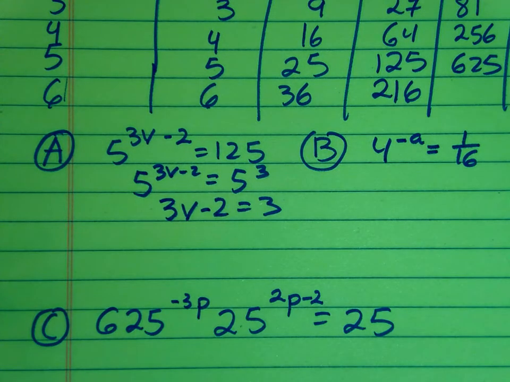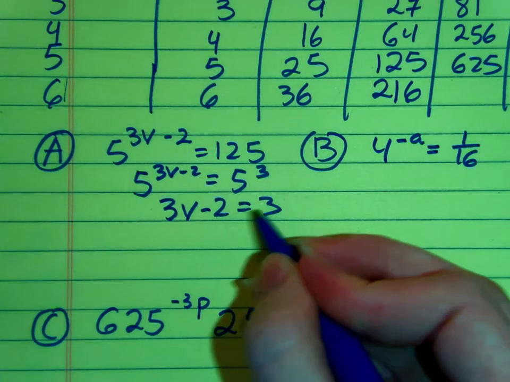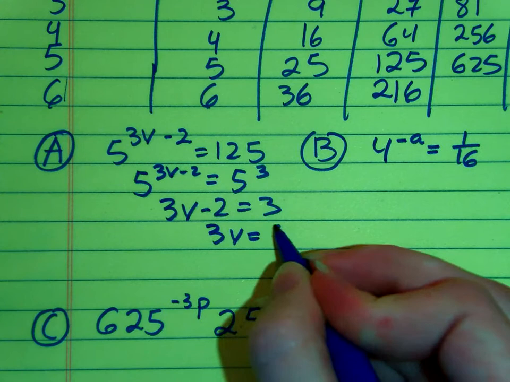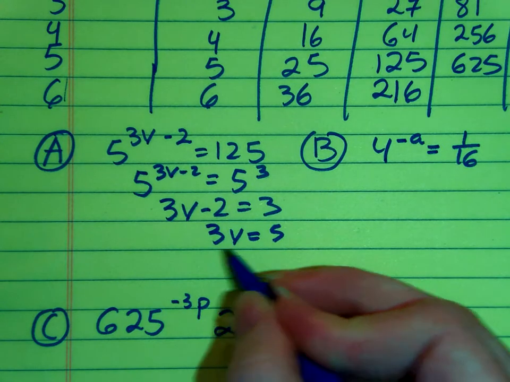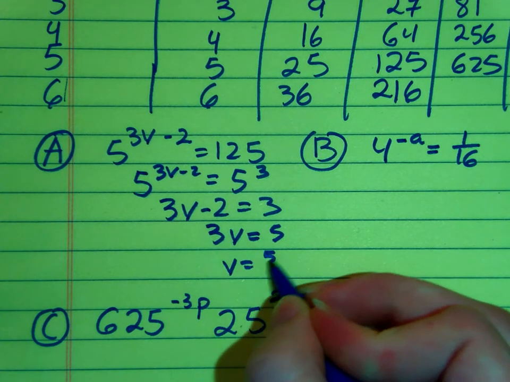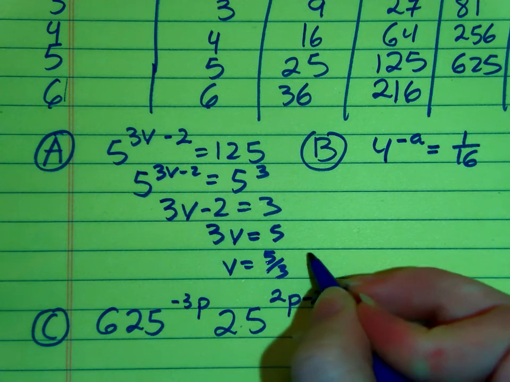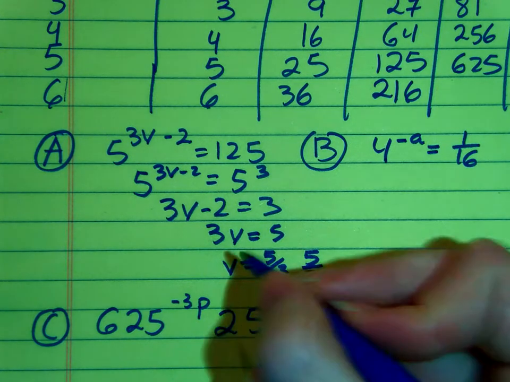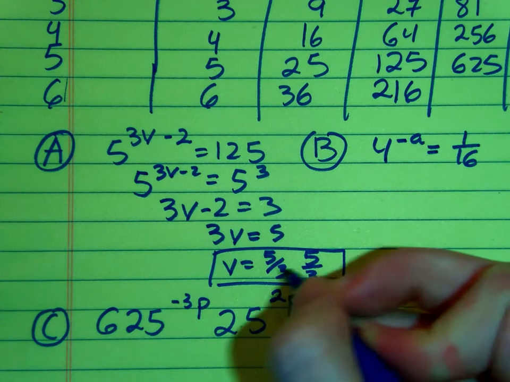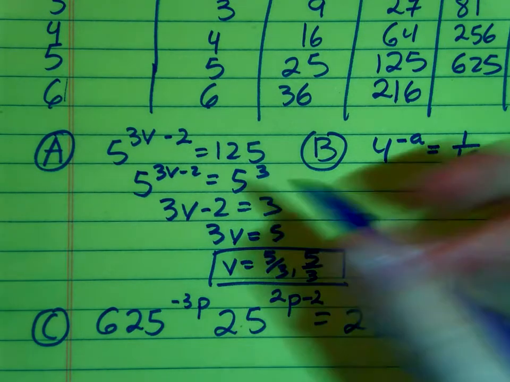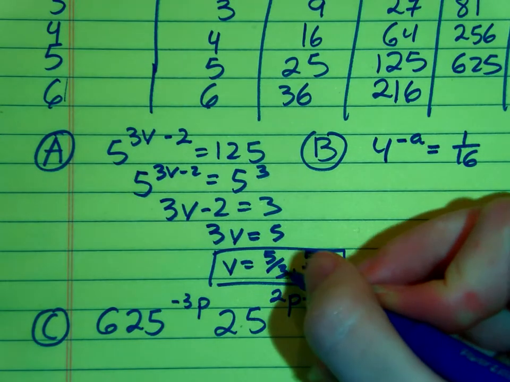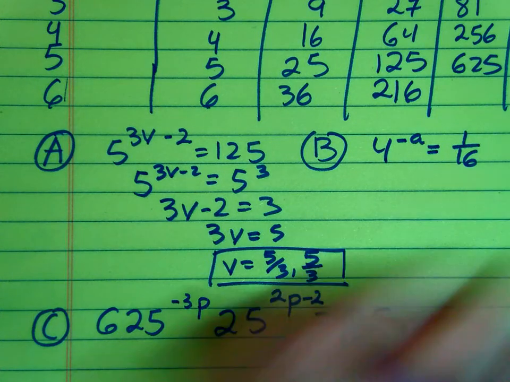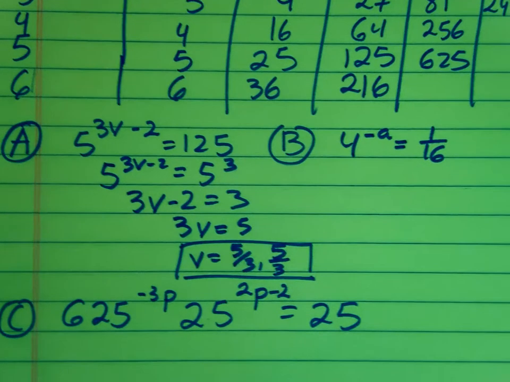Now all of us should know how to solve this. This is an Algebra 1 problem now. So I add 2 over to the other side to get 3v equals 5, and then divide by 3, I get v equals 5/3. I just rewrote that, that's the same thing. v equals 5/3. And then I am good to go.